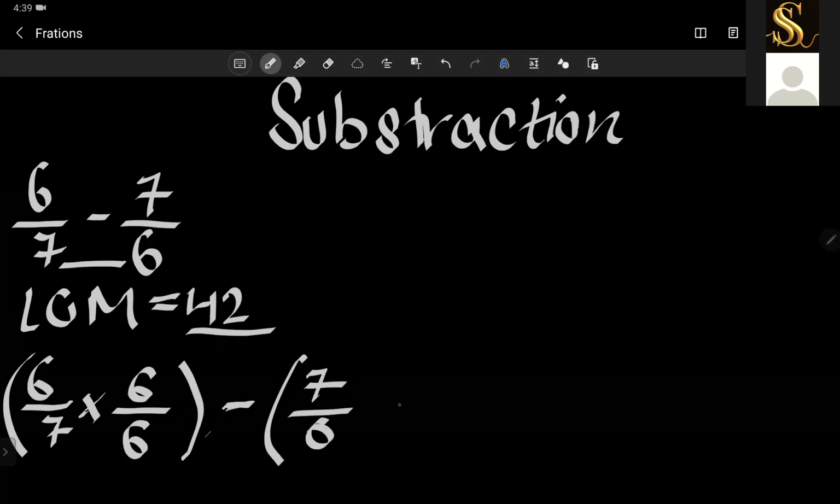So here we will get 36 upon 42 and 49 upon 42. Now again minus these two, which will give us minus 13 upon 42. Now let's move on to the multiplication of fractions.